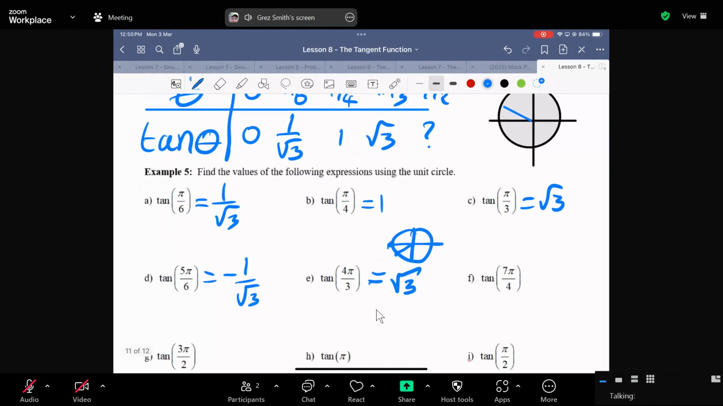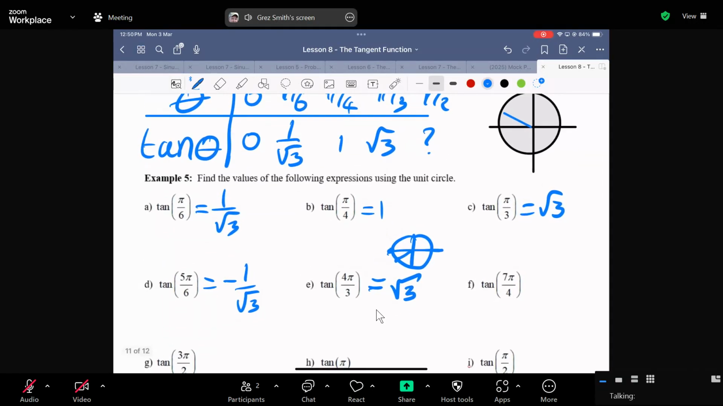7 pi over 4, so we have to think where on the unit circle 7 pi over 4 is. So 8 pi over 4, where is that? That's 2 pi. So 8 pi over 4 is here. This is just 1 pi over 4 less than it, so it's going to be here. The slope here is negative, it's going down, so it's going to be a negative value, similar to pi over 4. So this one's going to be minus 1.